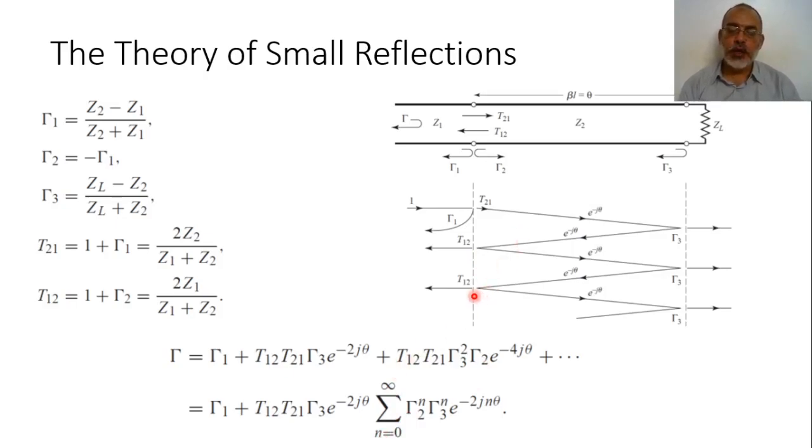This actually is the total field inside the first transmission line Z1, or in other words, the total reflection coefficient. So the total reflection coefficient is composed of the reflection coefficient from the first interface plus the multiple reflections and transmitted signals.